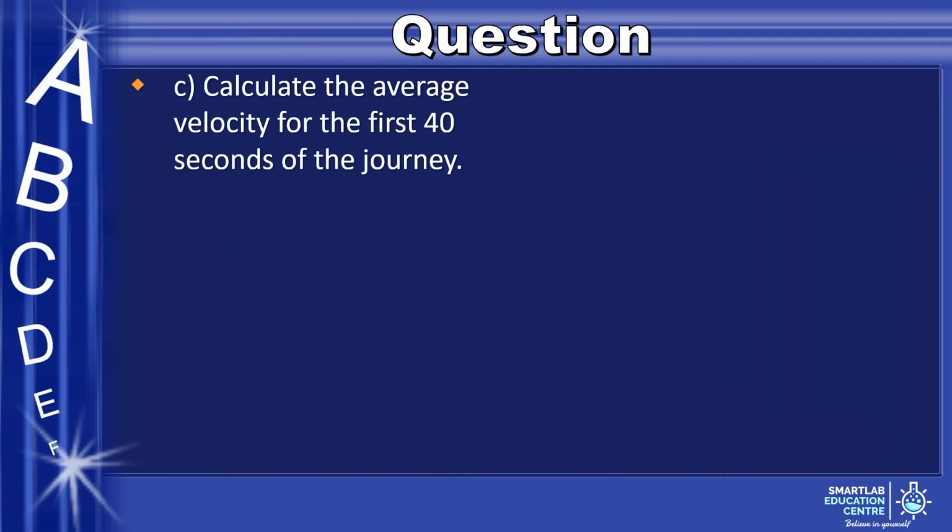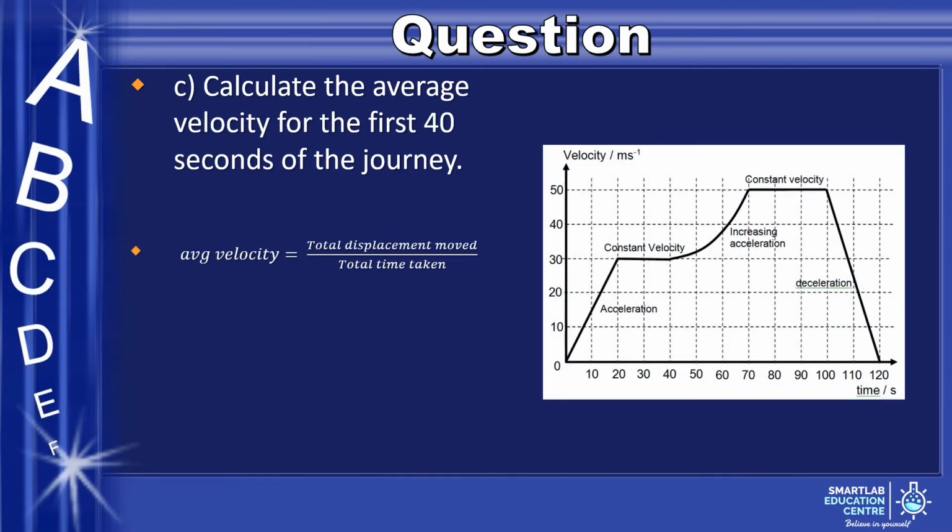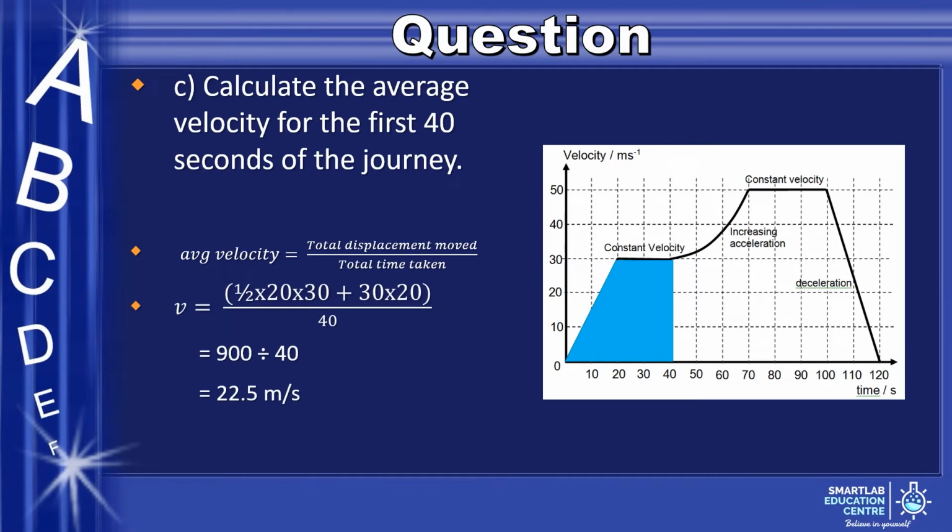Calculate the average velocity for the first 40 seconds of the journey. To calculate average velocity, we have to find the total displacement of the object, in which we have to calculate the area under the graph. Hence, this should give us an answer of 22.5 meters per second.